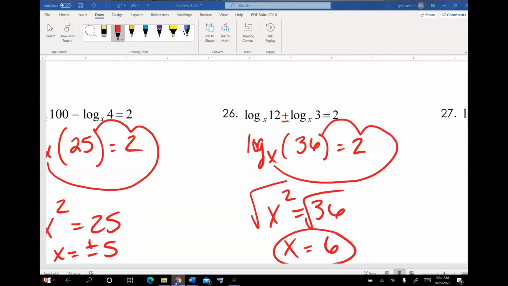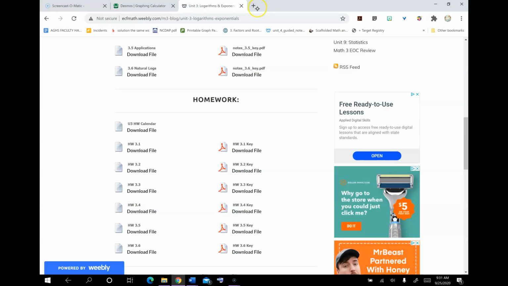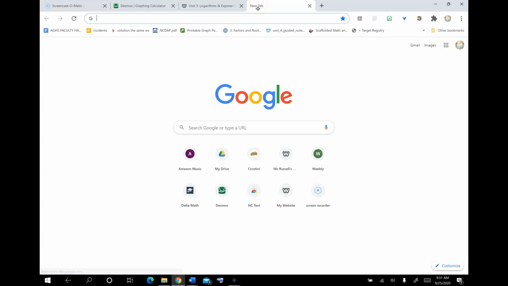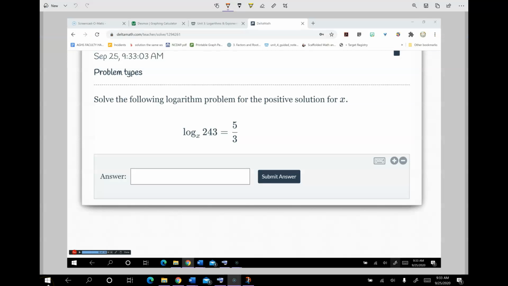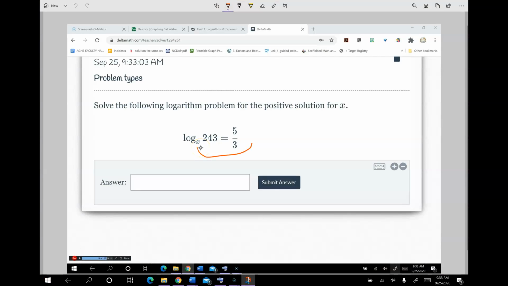So let's do a Delta Math one. Okay? All right, so here's one that you're going to see on Delta Math. It's kind of like what we just did, but we're going to talk about when you have rational exponents. It's a single log, but my x is over here with the log, so we've got to convert. So I'm going to say x to the 5/3 power equals 243.